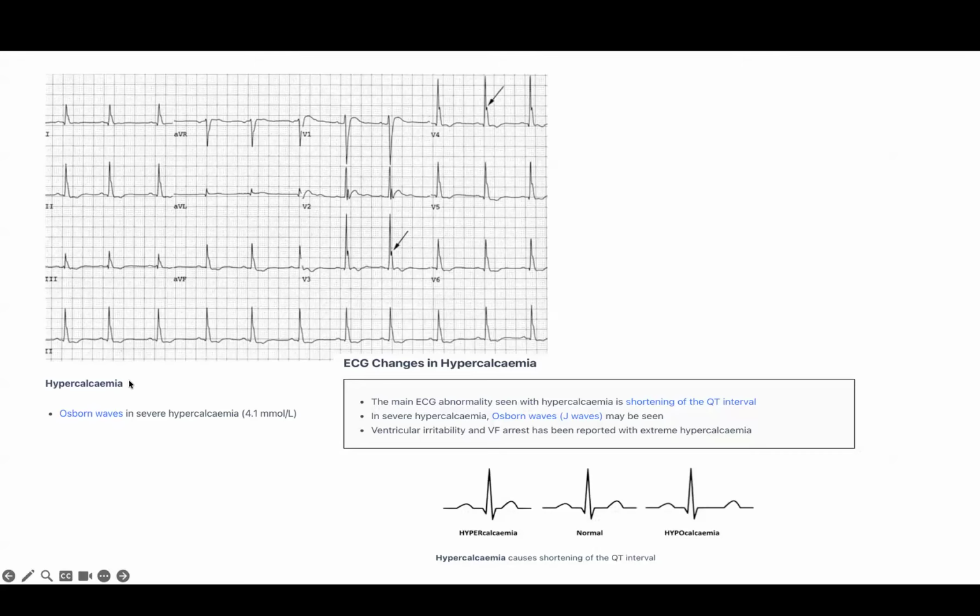So Osborne waves are seen in severe hypercalcemia. The main ECG abnormality is a short QT interval, whereas in hypocalcemia it will be a prolonged QT interval. So in severe hypercalcemia, Osborne J waves may be seen. And ventricular irritability and VF arrest have been reported in extreme hypercalcemia, but very rare.